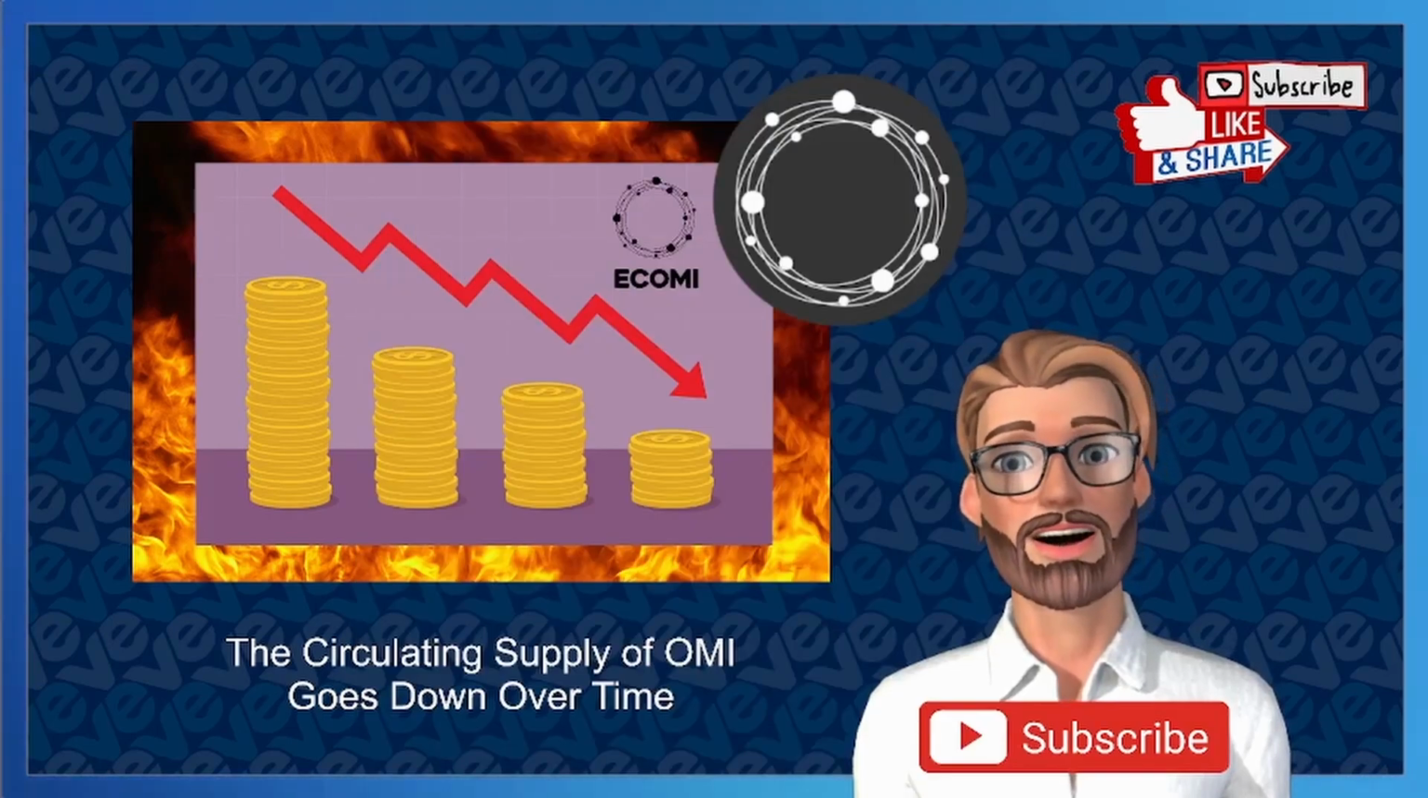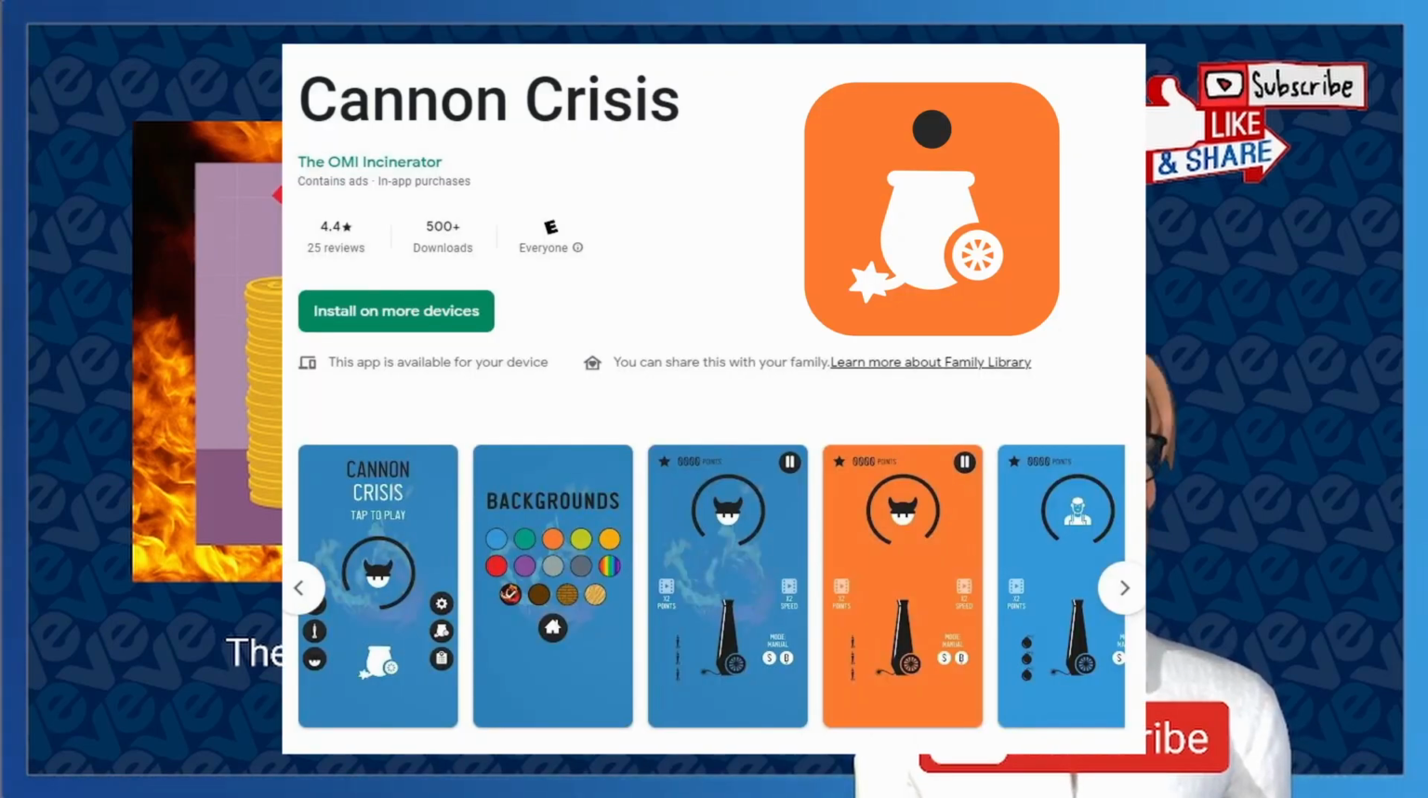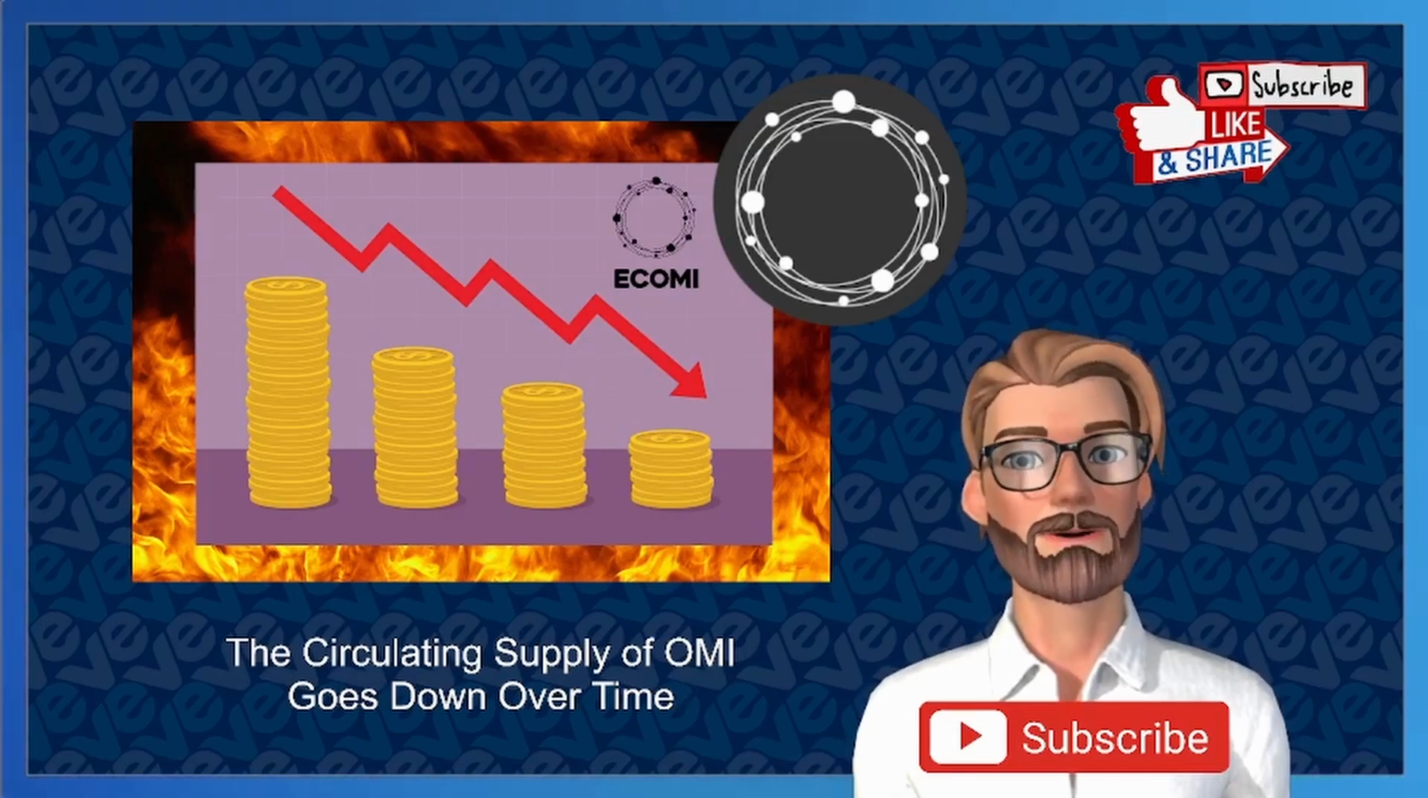Another example of this is going to be Cannon Crisis. Cannon Crisis was an app developed by a community member. I think it's actually called like an OMI incinerator, but it was designed to literally burn tokens out of the circulating supply and reduce the amount.